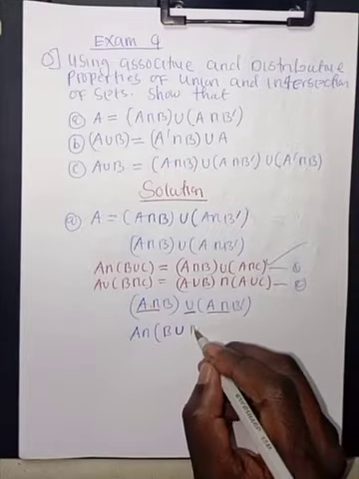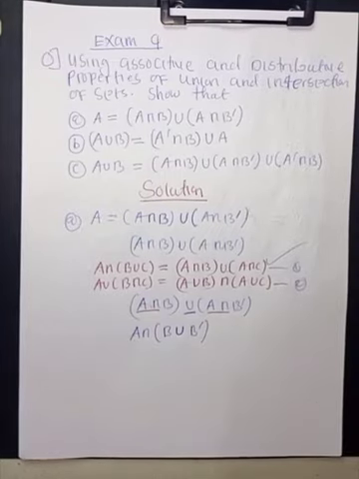Meaning that what's remaining here is basically B intersection. Okay? Now, this is what we have. We have to think deep again.